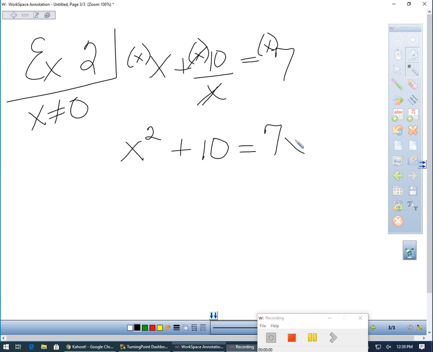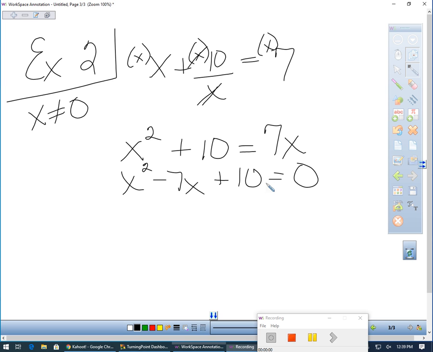7x. Now we got to figure out how to solve this. This is a quadratic. If it's a quadratic, we set it equal to what? 0. So I'm going to subtract 7x over. So I have x squared minus 7x plus 10 equals 0.